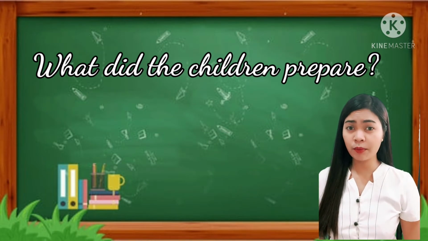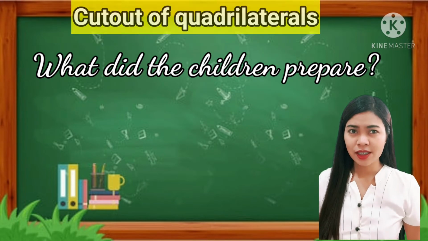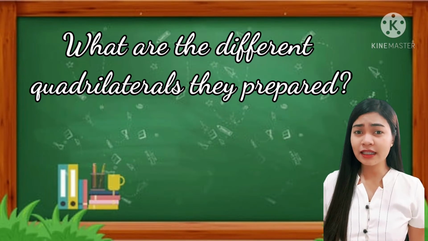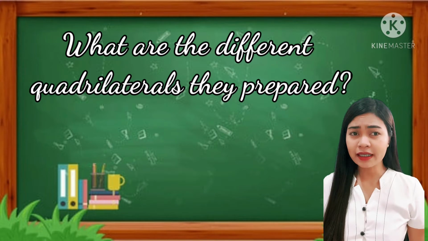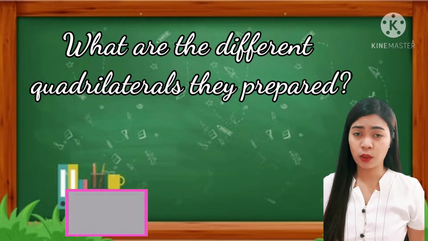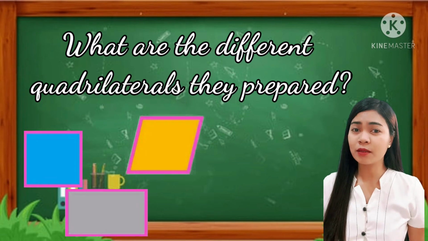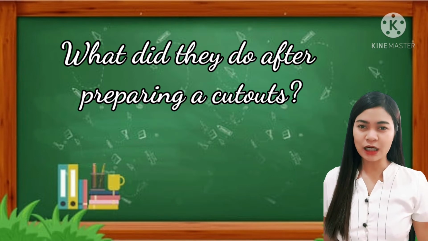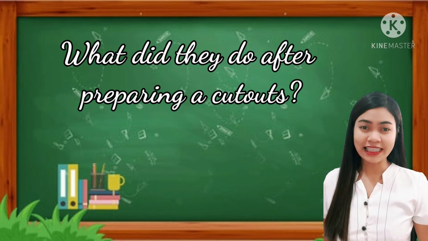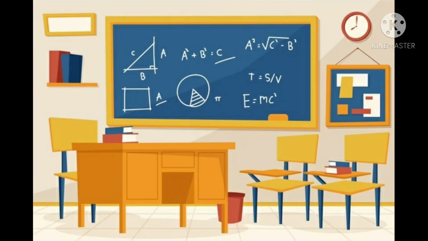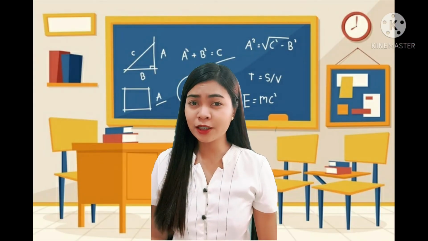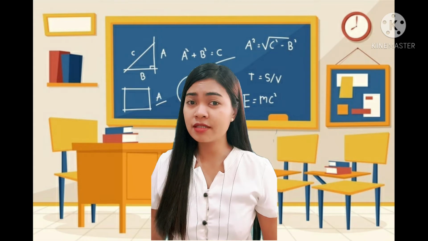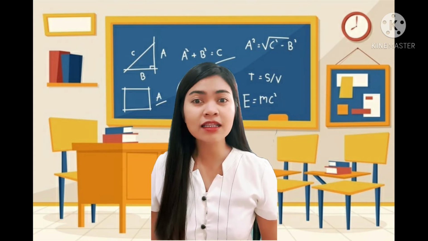What did the children prepare? Correct! They prepared cutouts of quadrilaterals. What are the different quadrilaterals they prepared? Correct! They cut a rectangle, a square, a rhombus, a parallelogram, and a trapezoid. What did they do after preparing the cutouts? Correct! They cleaned their mess. Are you also cleaning your mess when you are doing something? Alright! It is important to clean your mess when you are doing your projects or any activities.